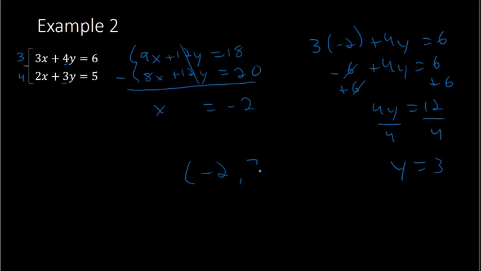Notice my answer is still negative 2 comma 3. So it does not matter which variable I choose to get to cancel. As long as you do it correctly, you'll get the same answer back out.